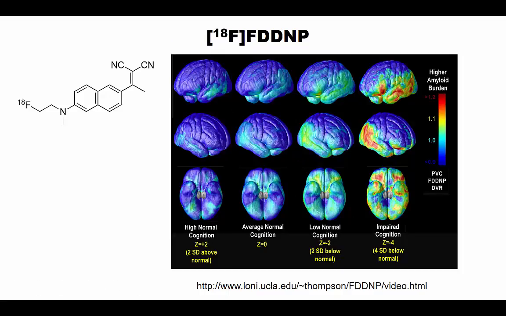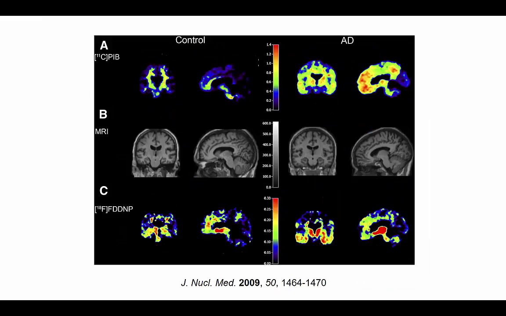The next version compound is the F18 version, FDDNP, developed by UCLA scientists. In their test, normal people have a low signal here. When the cognitive function is impaired, the signal gets stronger and stronger. And in this study, PIB and FDDNP have been compared together, and this side is the control and this is the AD.